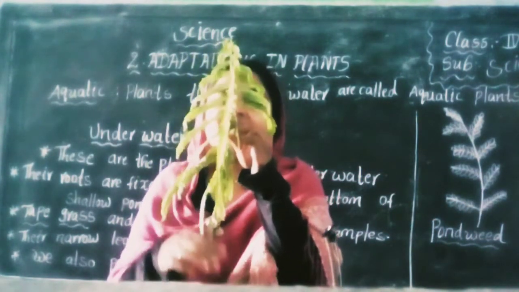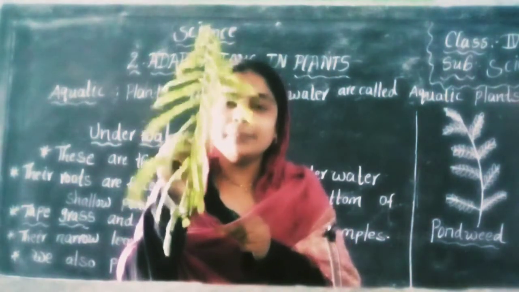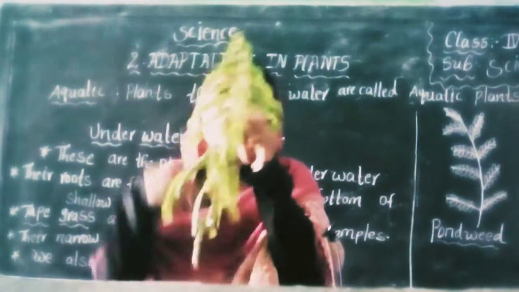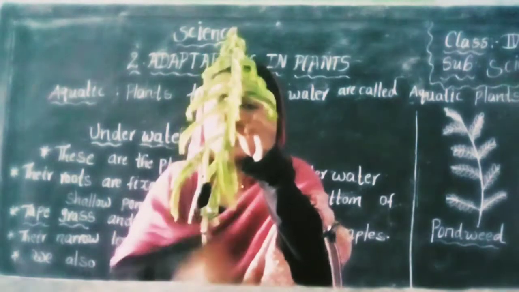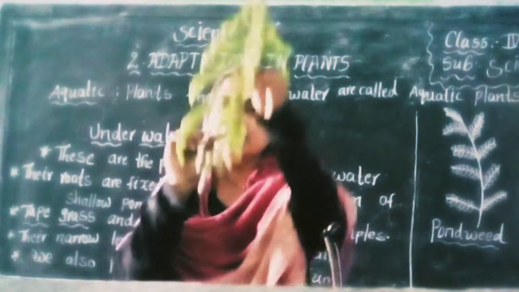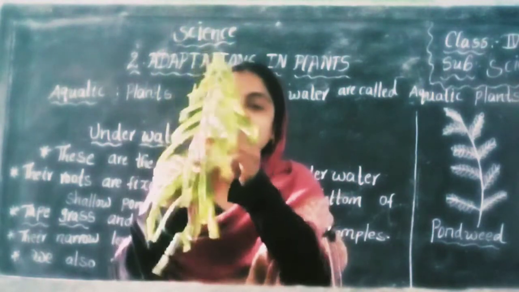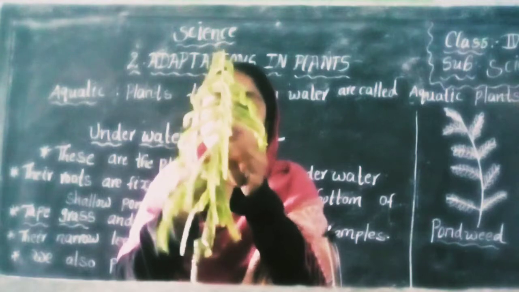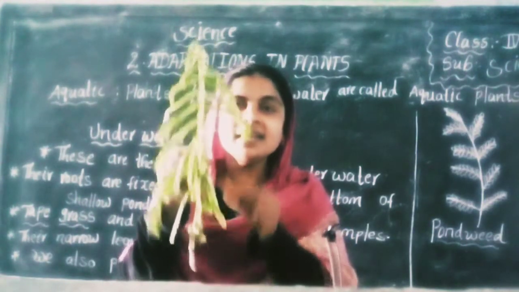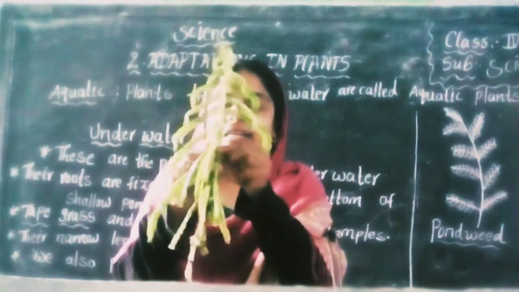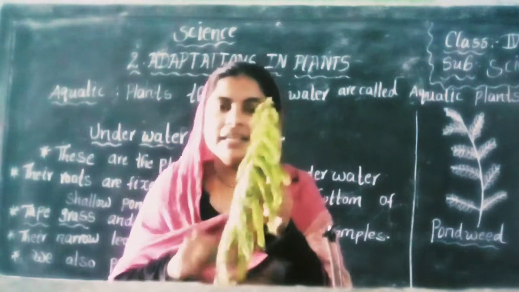These are the plants that live underwater. Their roots are fixed to the soil, to the bottom of the water. They are deeply planted in shallow ponds and rivers.